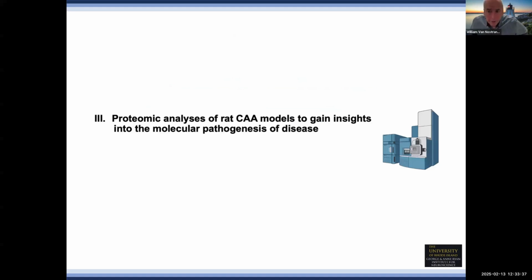So for the final part of my talk, I'd like to describe some work that was spearheaded by Joe Schrader, who was a postdoc in my lab and now is a research assistant professor here in the Department of Biomedical and Pharmaceutical Sciences, as well as the Ryan Institute for Neuroscience. With these studies, we performed proteomic analysis on both of these rat models of CAA, trying to gain some insight into the molecular pathogenesis of disease.